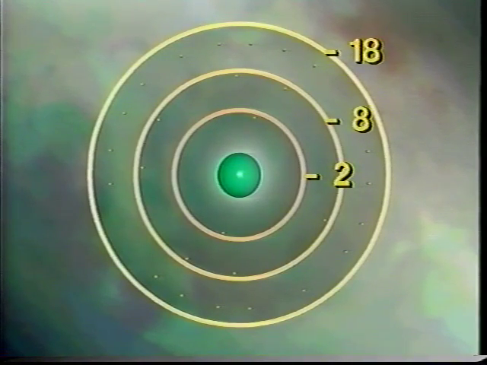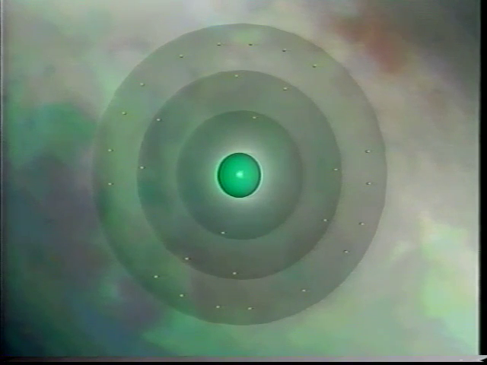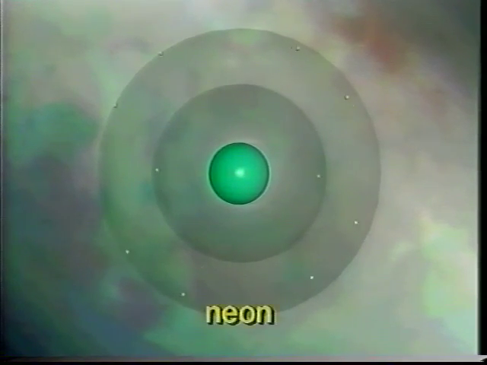When its outer level is filled, an atom is stable. It can't combine with other atoms. Atoms with more than 2 energy levels are stable when they have 8 electrons in the outer level. Only 6 natural elements, like this neon atom, have completely filled outer levels. They are called the rare gases.